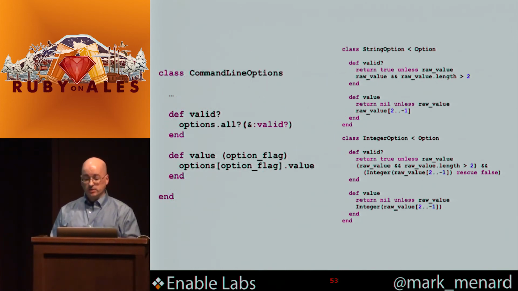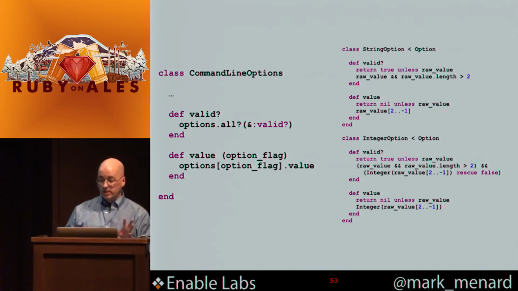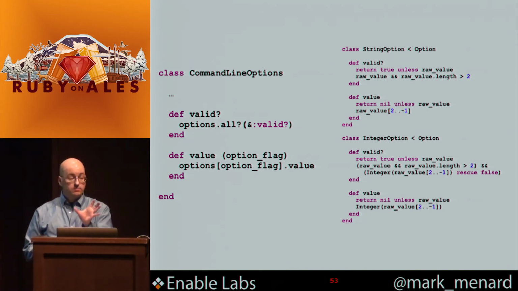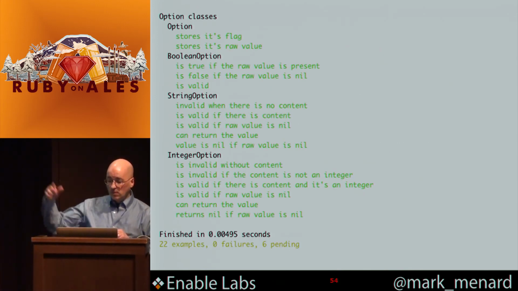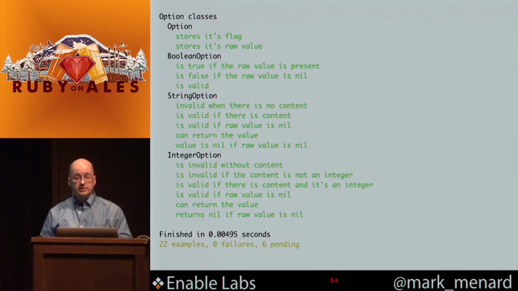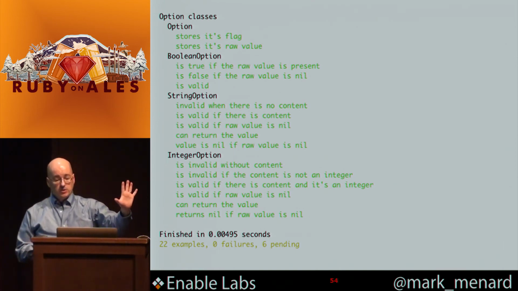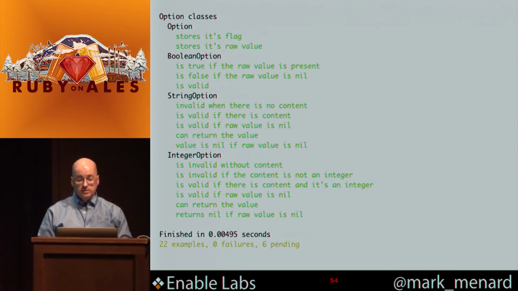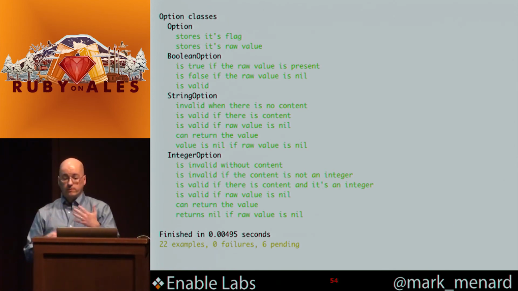All the nasty logic that was in command line options has been moved into the various option classes using a combination of extract class and move method refactorings. And to create the specs for the various option classes, I moved the corresponding section from the command line options spec to a section for each one of the options. And then I worked them from red to green. It's very important. Always work from red to green.